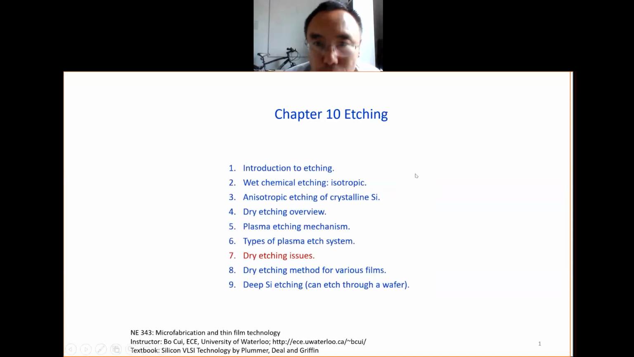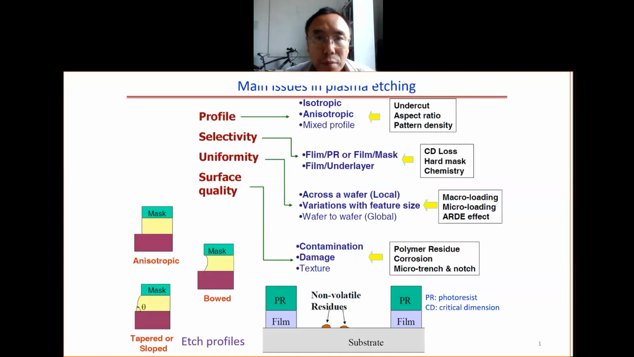So now let's continue with the etching process. For the etching process, the first thing we care about is the etching profile. This can be isotropic or anisotropic, or a mix of the profiles. For example, if we look at here, this one is an anisotropic profile. This is the tapered or sloped profile, and this is the bowed profile because of the lateral etching.